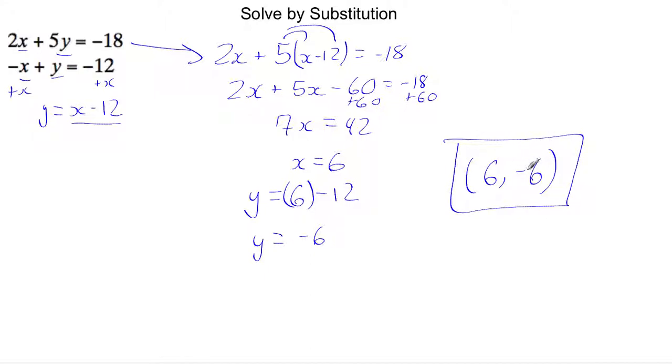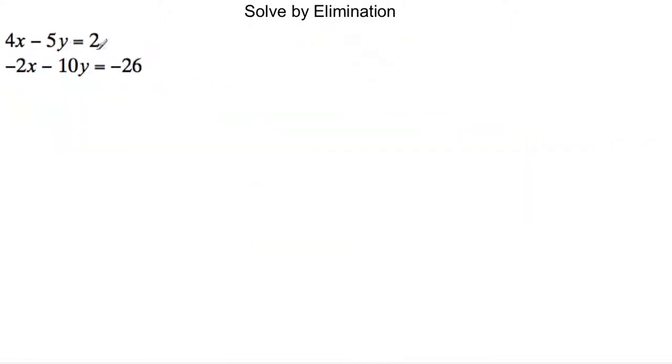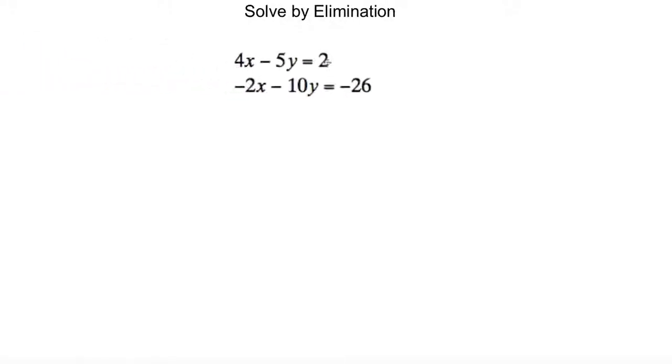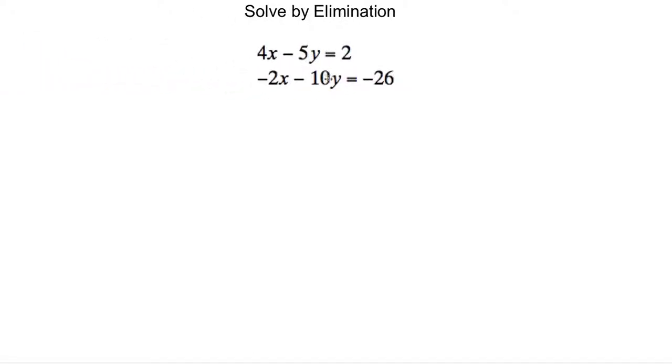Notice I write this as a point because this is a point. These are two lines, even though they're not written in slope-intercept form, and this point represents the intersection of those two lines. Now another way is elimination, where I could get rid of one of these variables. So notice with this system of equations here, I have two variables in two equations. If I multiply, I can get rid of one.